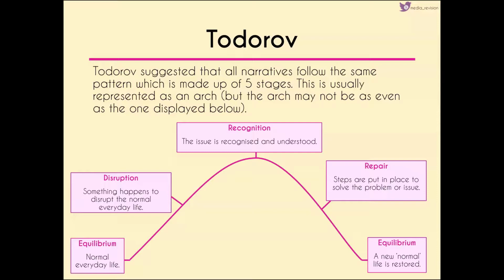It puts things out of balance. Normally at the crisis point, which is at the top of the arc, we have recognition. Somebody wakes up and realises that something is wrong. They understand what needs to be done. And as we decrease the tension, go down that arc, the repair occurs. So steps are put in place to solve the problem or the issue. And eventually we end up with an equilibrium where either everything goes back to how it was before or a new normal is restored.